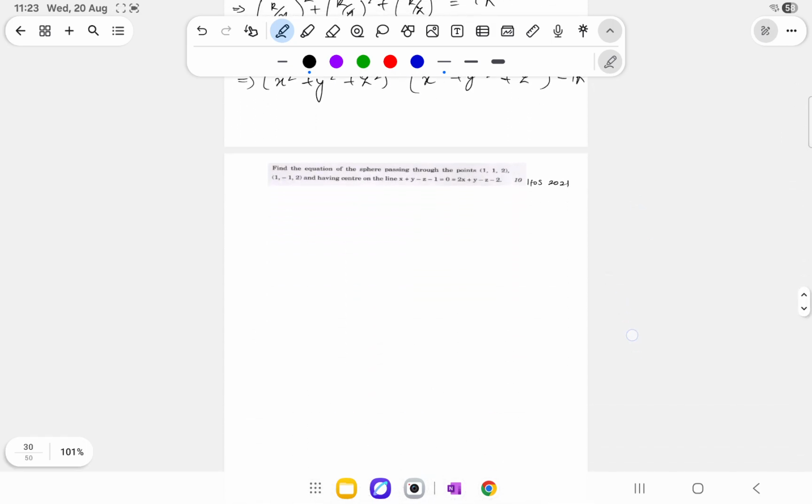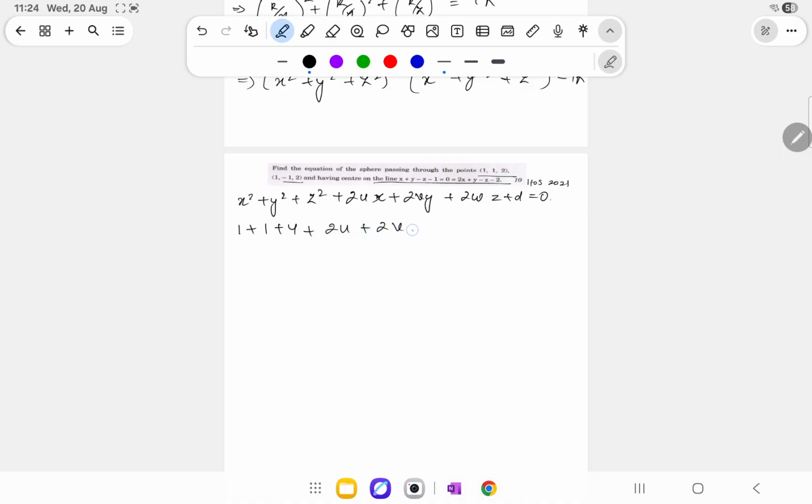So the next question is, find the equation of sphere passing via this and having center on this. So let us assume an arbitrary equation of sphere. So that will be x square plus y square plus z square plus 2ux plus 2vy plus 2wz plus d equals to 0. Since it is passing via 1, 1, 2, so that will be 1 plus 1 plus 4 plus 2u plus 2v plus 4w plus d equals to 0. So if we simplify it, I'll get 6 plus 2u plus 2v plus 4w plus d equals to 0.